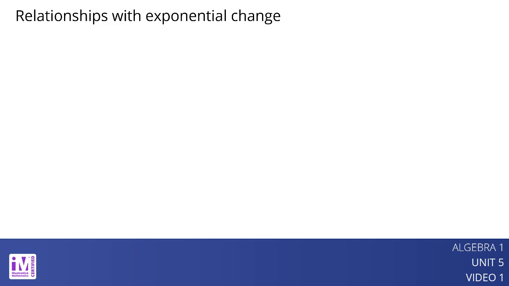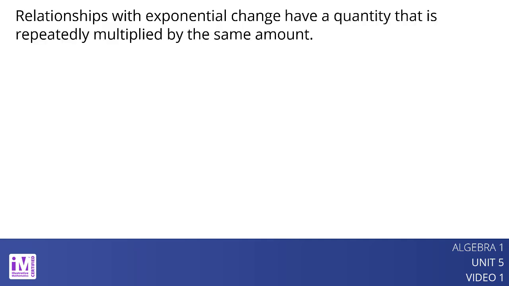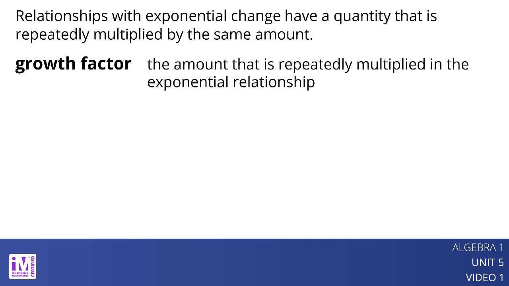Relationships with exponential change have a quantity that is repeatedly multiplied by the same amount. The growth factor is the amount that is repeatedly multiplied in the exponential relationship. Here is an example. Suppose a population of cells starts at 500 and triples every day. The number of cells each day can be calculated as follows.